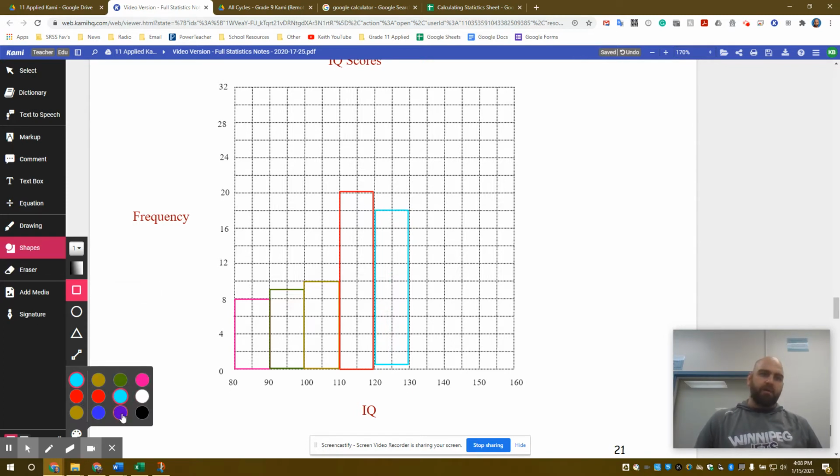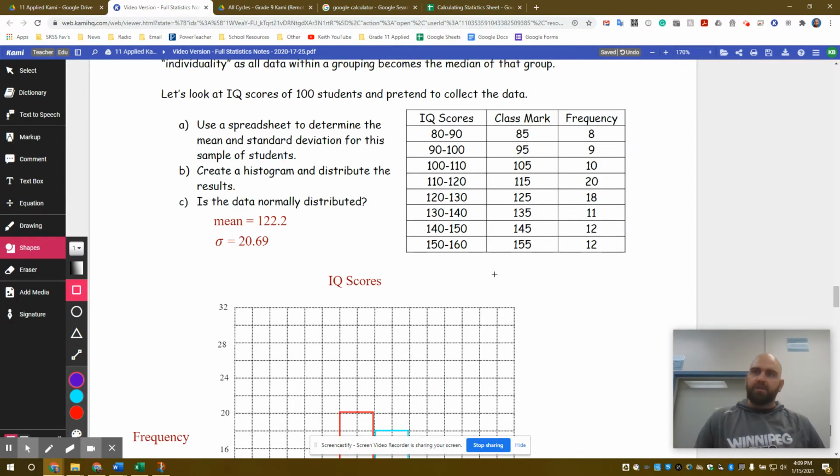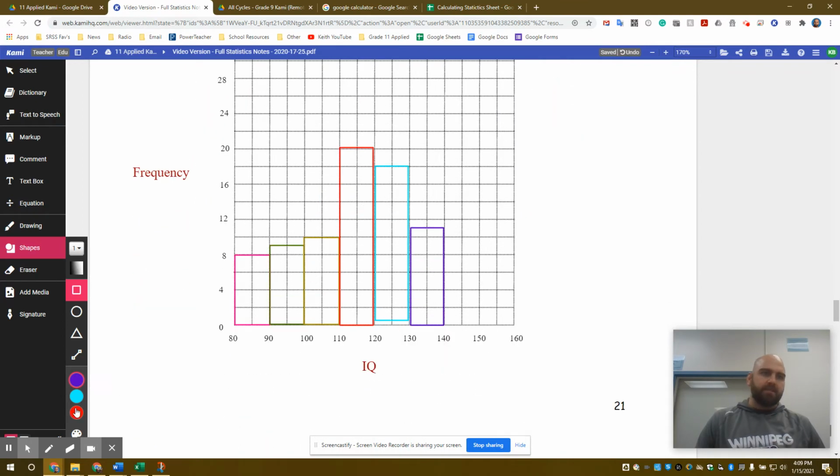I'm going to have to tweak all of these a little bit yet. Here we have 11. Let me double check my numbers here: 12 and 12. So the next two are exactly the same.